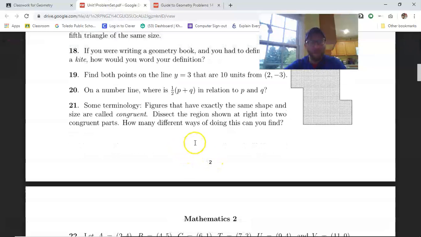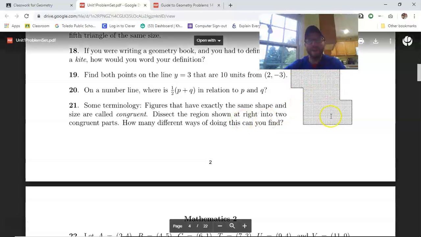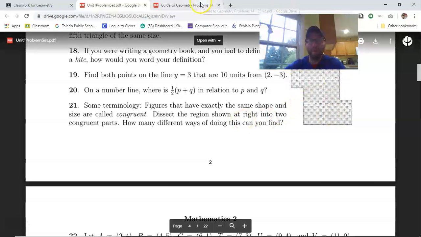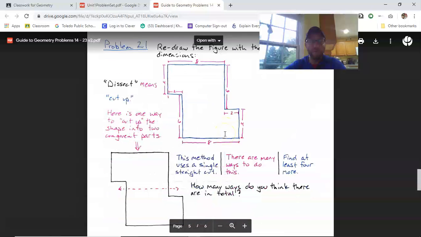Number 21, some terminology. Congruent figures are the same shape and size. And I want you to dissect or cut up this shape into 2 regions that are congruent. I want you to use these exact dimensions. So the shape is 8 squares, like units, along the top, and 8 along the bottom, up 4, over 2, up 6, and just follow this.